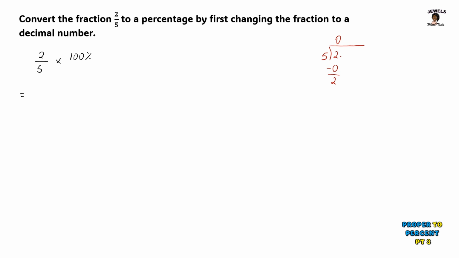We're now going to add our decimal point behind our dividend and quotient. We'll add our 0, bring down that 0, change 2 into 20. 5 divides into 20 4 times. 4 times 5 is equal to 20, and 20 minus 20 is equal to 0. So we now have our decimal number for our fraction 2/5, and our decimal number of 4/10 will be multiplied to our percentage of 100%.